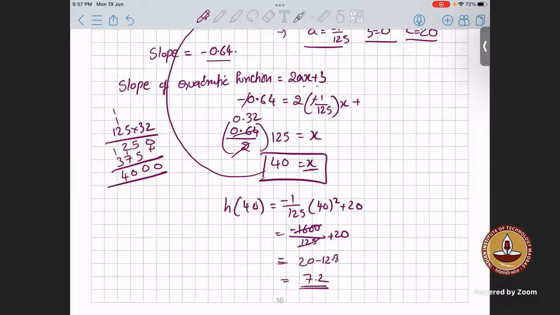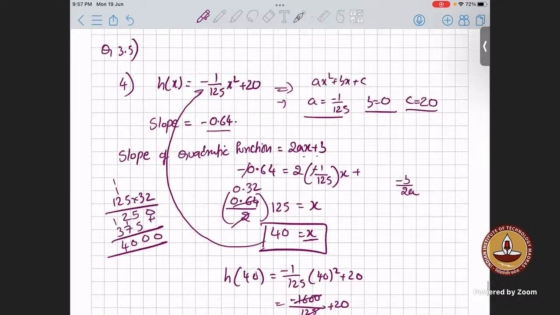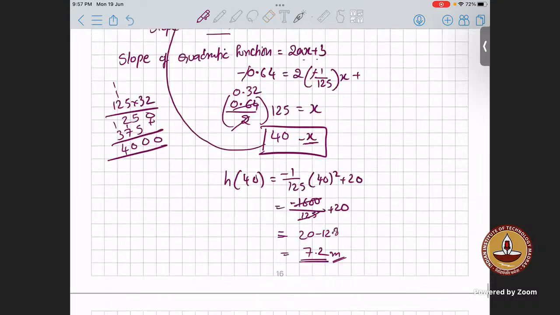Is the first option correct? Yes, the first option is correct because it is exactly 7.2. Then coming to the second option, the maximum height achieved by the ball is 20 feet. To find the maximum, what is the point? x is equal to minus b by 2a.